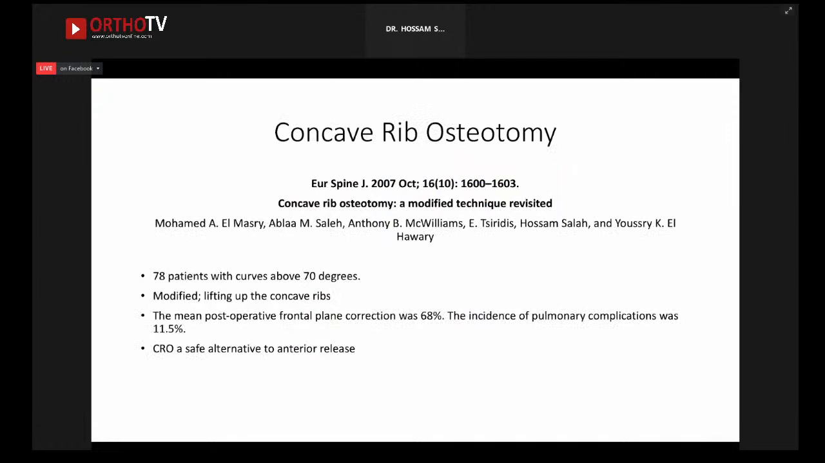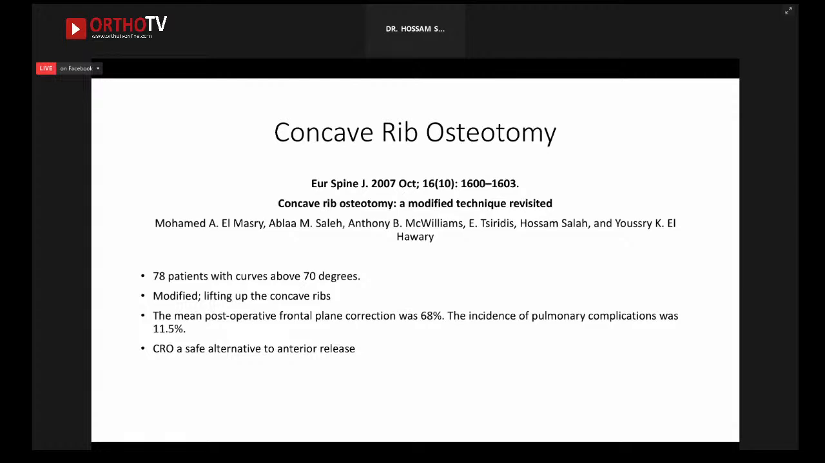Now, another technique of doing a release is the concave rib osteotomy. It's something that has been described previously. We have a publication with a group of my colleagues published in the European Spine Journal in 2007. We have used it in 78 patients and have got good results with an incidence of pulmonary complications of around 11.5%.